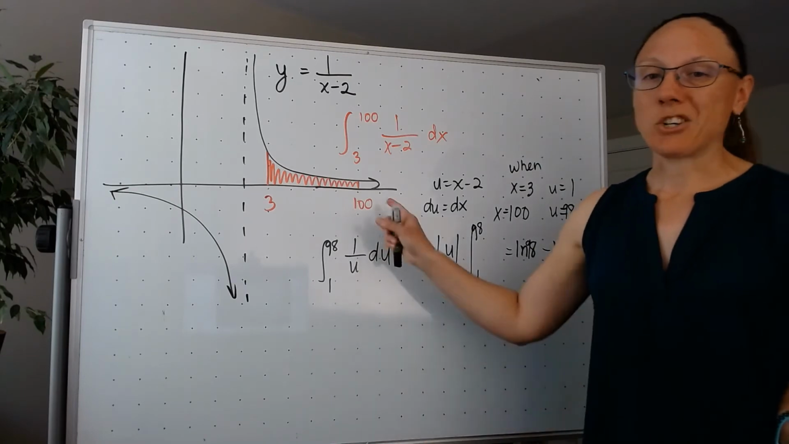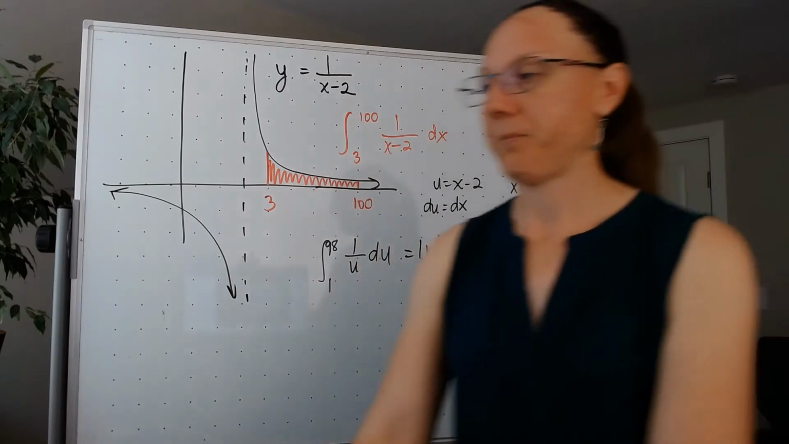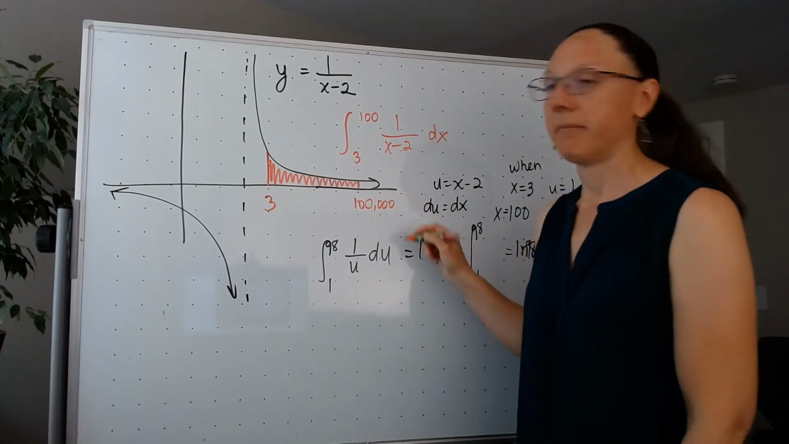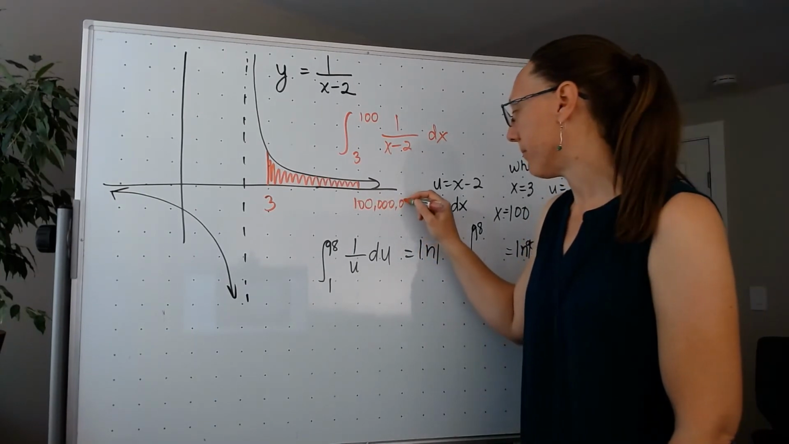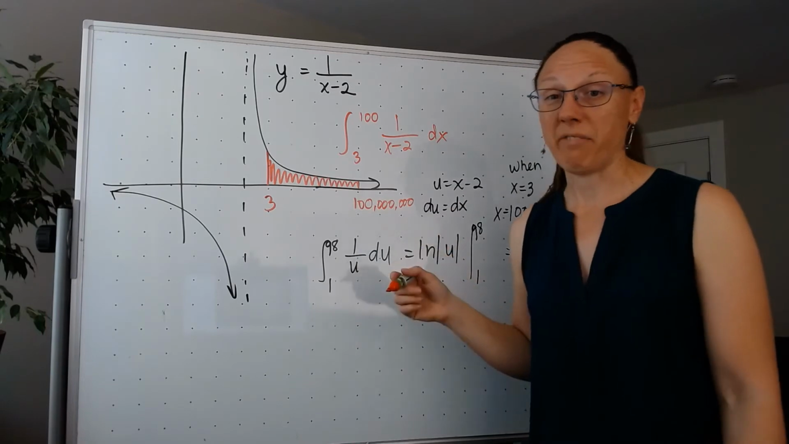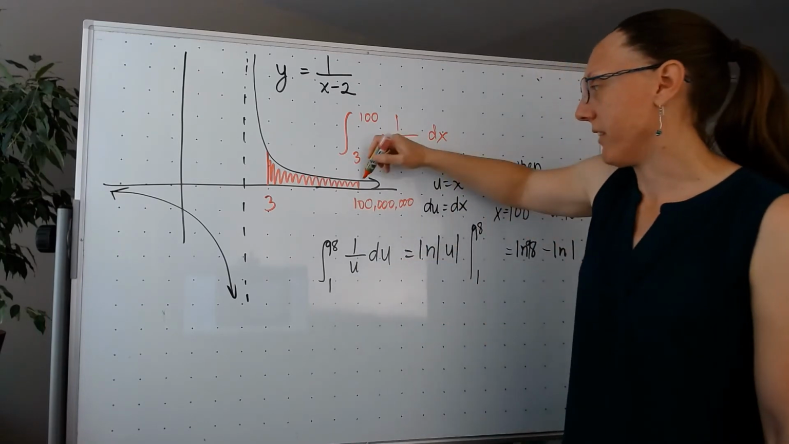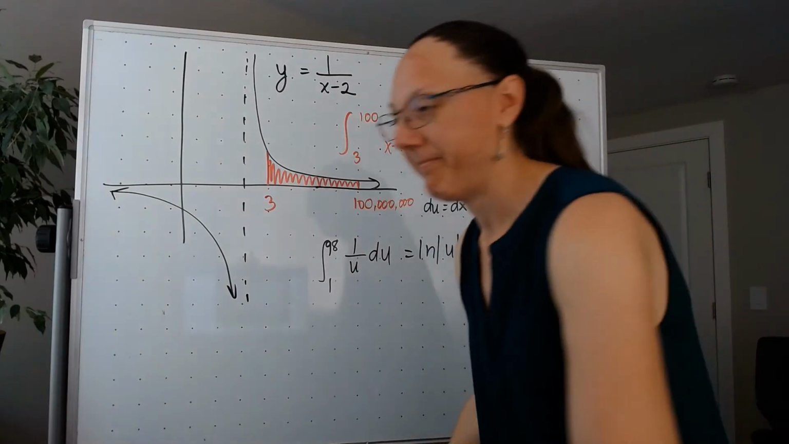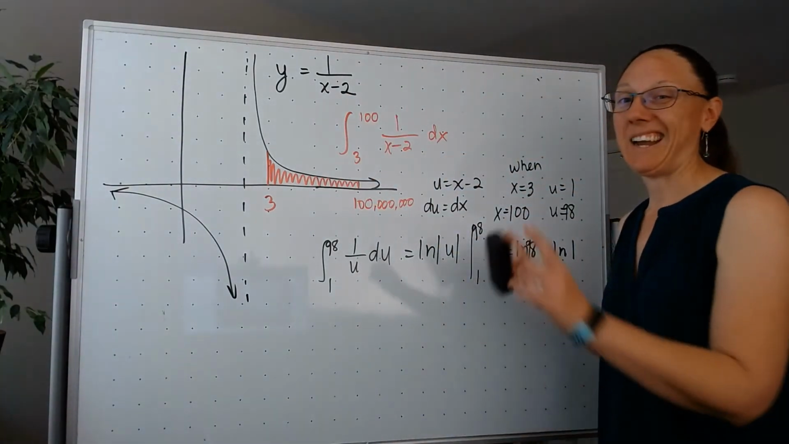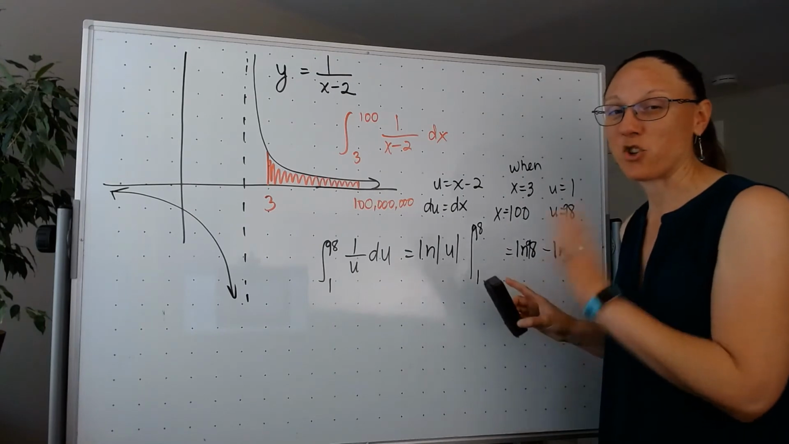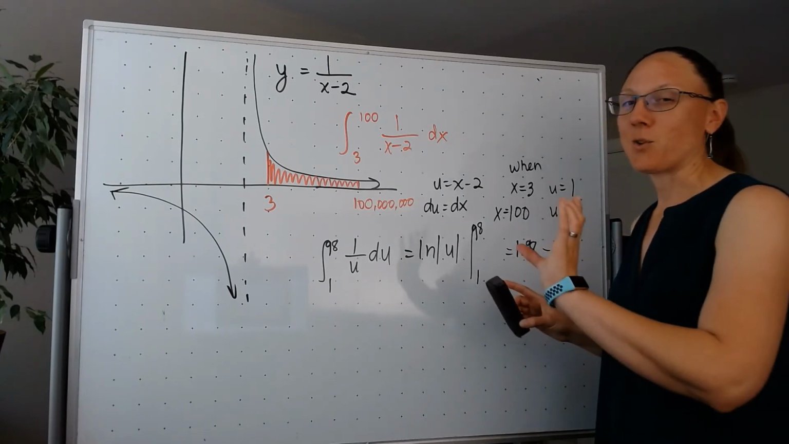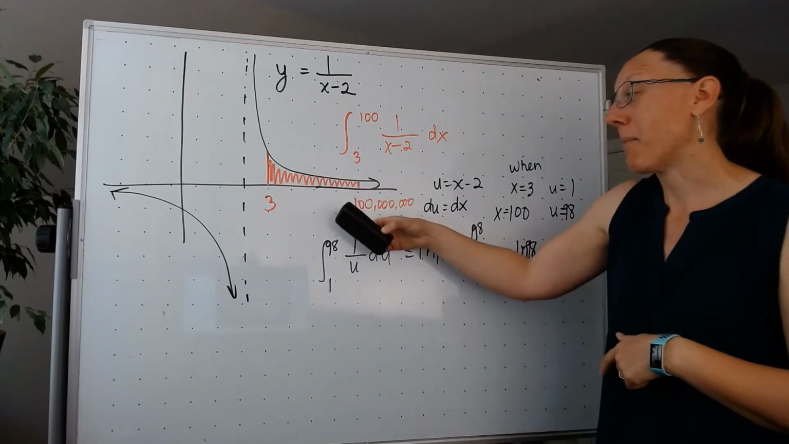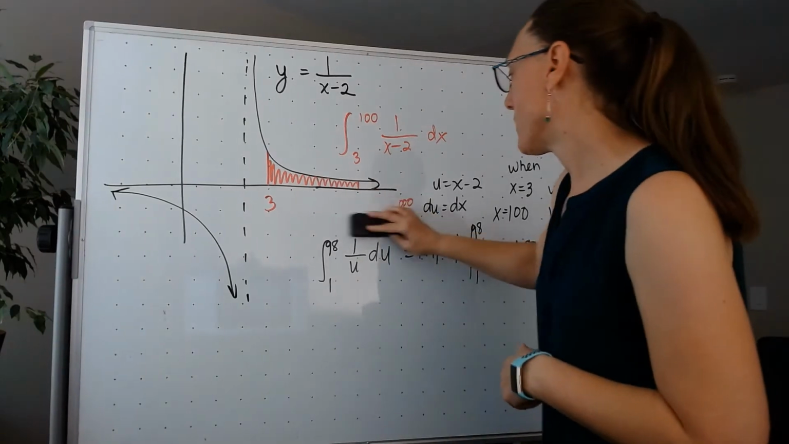But what if I said I actually didn't want to go to 100? I wanted to go to 100,000 or 100 million. Or in fact, what if I wanted to find all of the area under the curve? I don't want to do it with this problem because there's just a little bit of messiness. So I'm going to switch our problem up so that we don't need a u substitution and get back to this general idea.